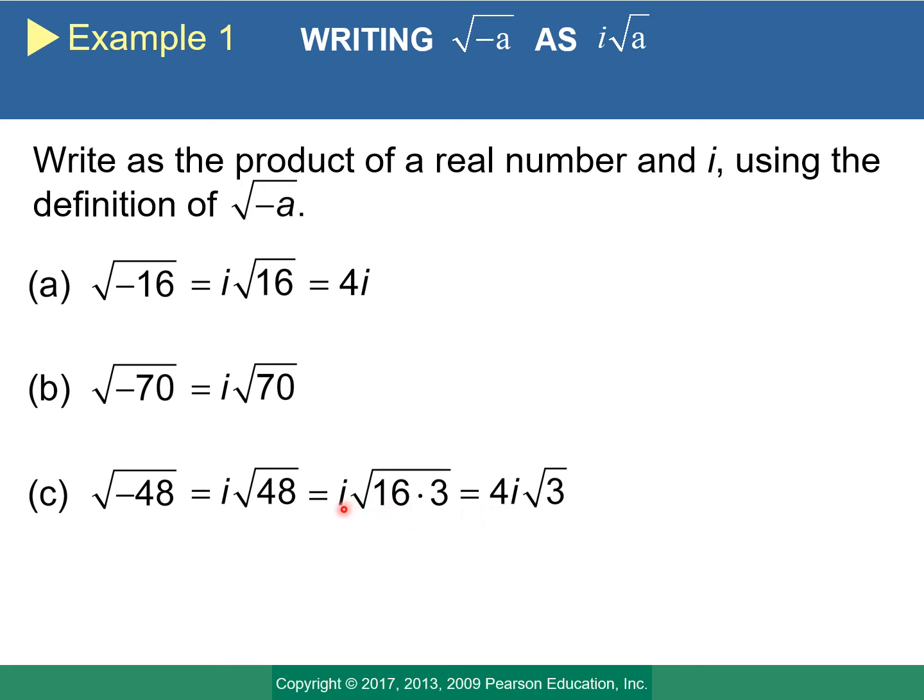The i was already out front from the -1. Square root -1 became the i part. And then the 3, we can't break that down any further, so it stays inside the radical. So square root -48 is exactly the same as 4i square root 3.